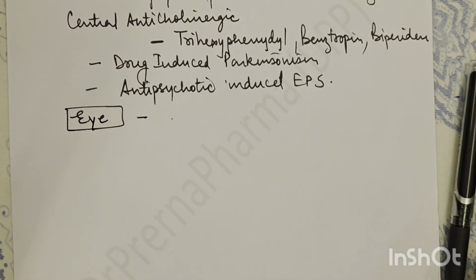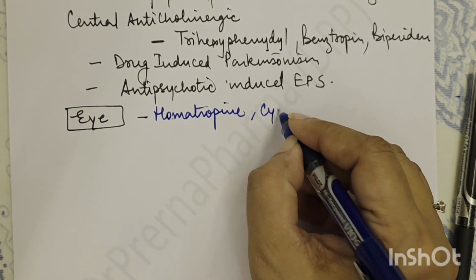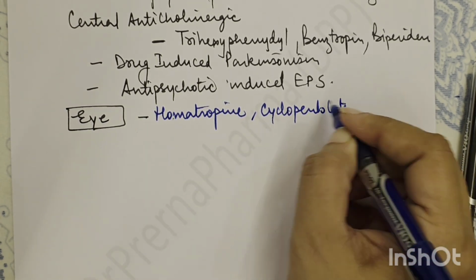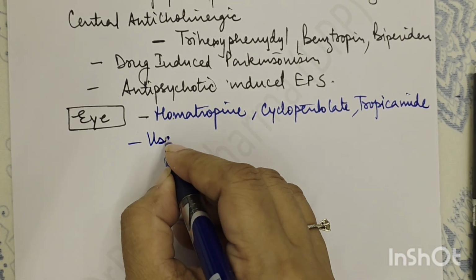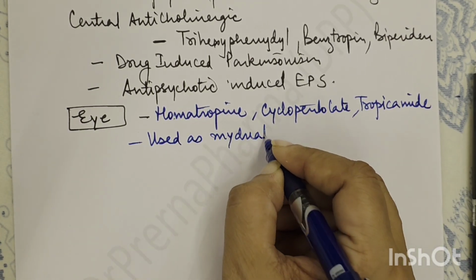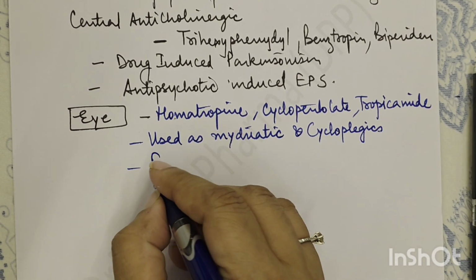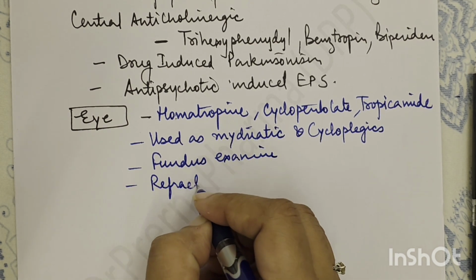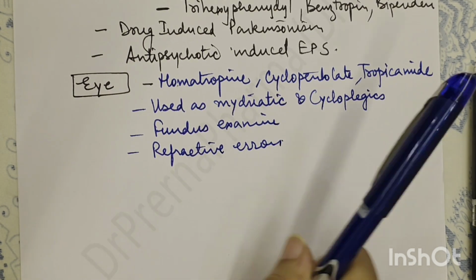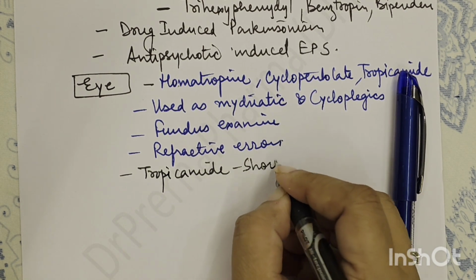Let's see. Eye में we use homatropine, cyclopentolate and tropicamide. Okay, these drugs are used as mydriatics and cycloplegic. They are used to examine the fundus, and they are used to check the refractive errors. Okay, out of this, tropicamide is shortest acting, so it is the most preferred.